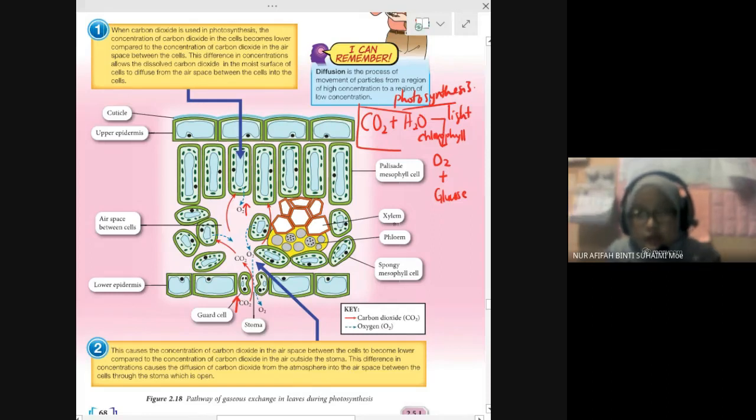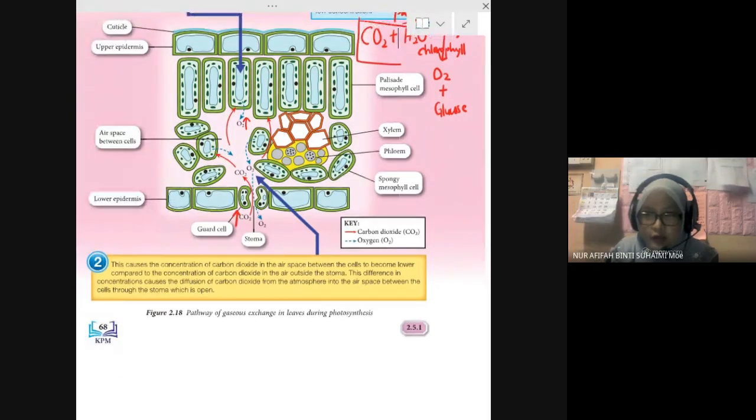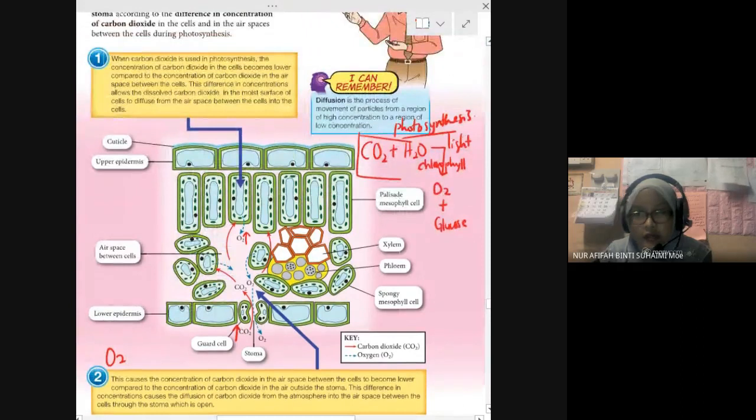Okay. Number 2. Dia punya ayat ni panjang, susah you nak faham. Okay. Benda sama yang saya explain, means that the different concentration of oxygen. Number 2 is for oxygen, the movement of oxygen, level of oxygen. Number 1 is level of carbon dioxide. Okay, number 1, level of carbon dioxide higher outside.